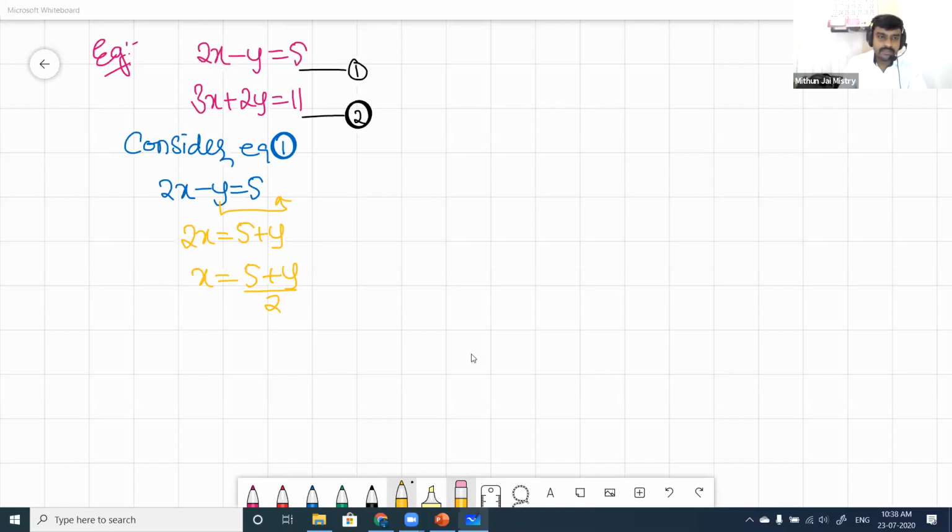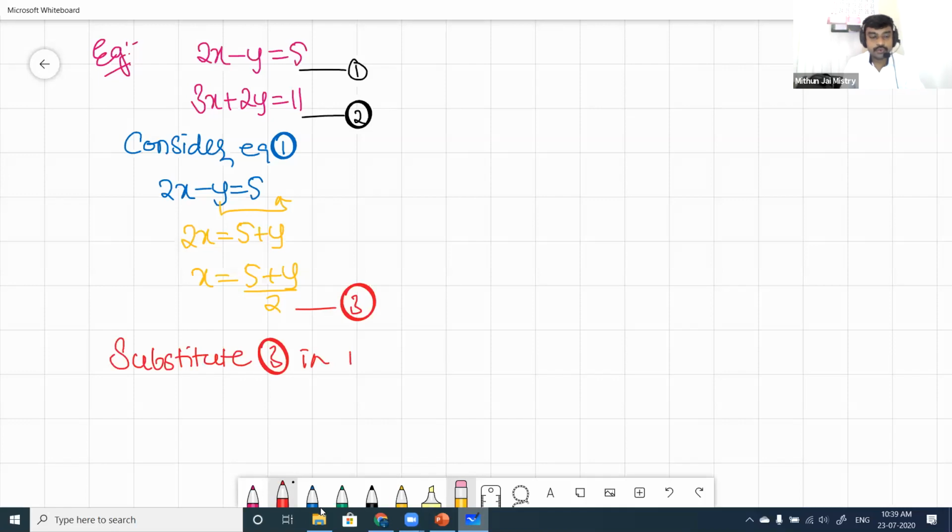Now what do we have to do? Now we have to consider equation number 2. Substitute. This is equation number 3. Substitute equation number 3 in equation number 2.